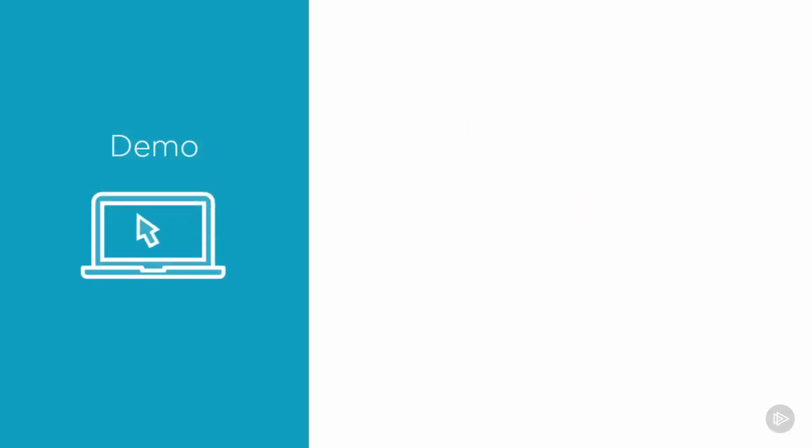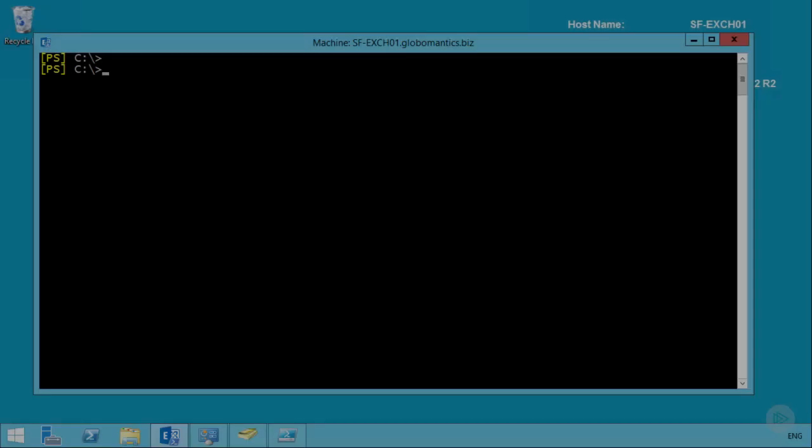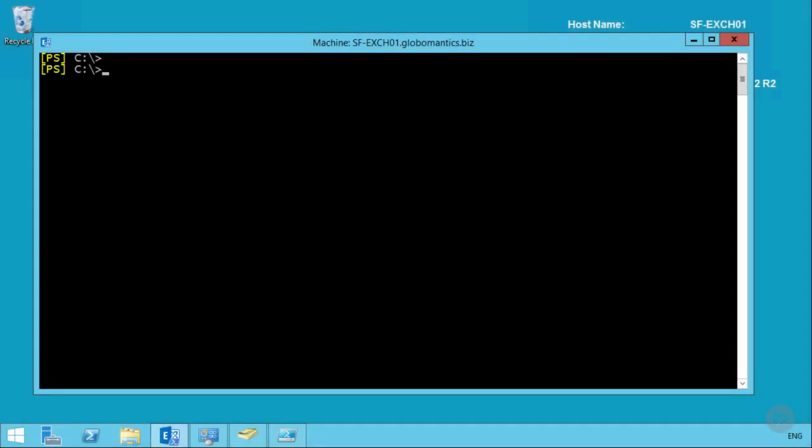Well, now that the Office Online Server has been installed and configured, it's time to integrate Office Online Server with Exchange 2016. Integrating Office Online Server with Exchange involves configuring Exchange with a discovery endpoint for Office Online Server. There are two places you can configure the discovery endpoint. One is at the organization level, which will then be used by all of the mailbox servers in the organization, and the other is at the mailbox server level.